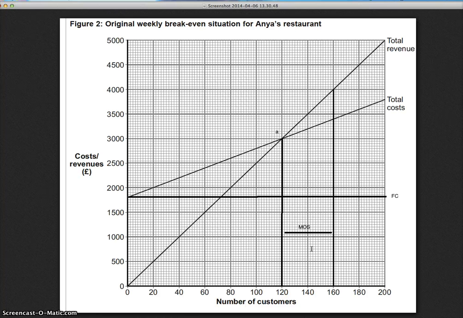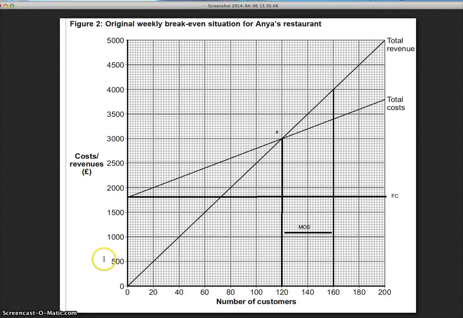So the first question was to put in the fixed cost line, and that's your fixed cost line there. Second question to identify the break-even point. And the third question was to identify the margin of safety. And that's what we've done here by showing that from that point to that point is your margin of safety.